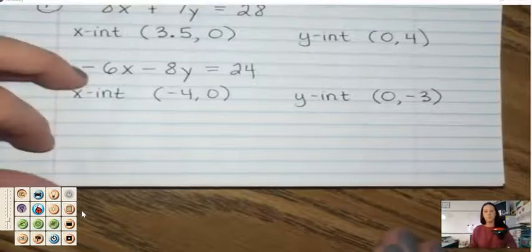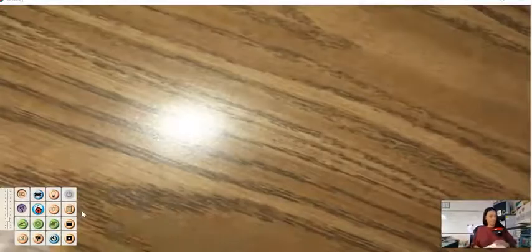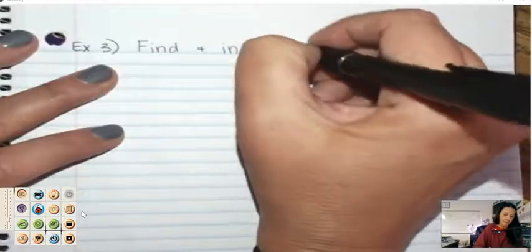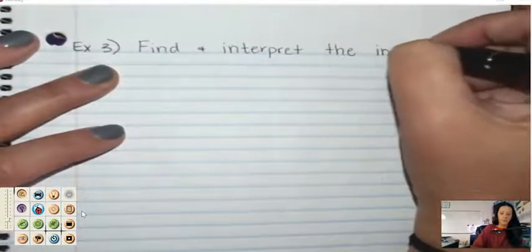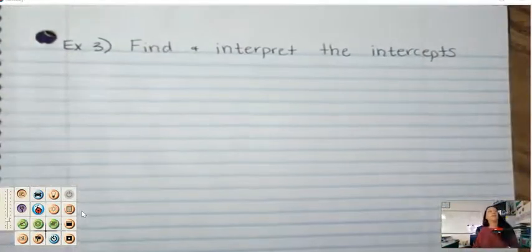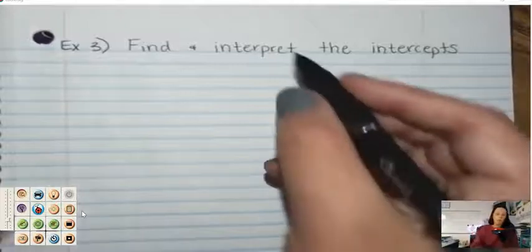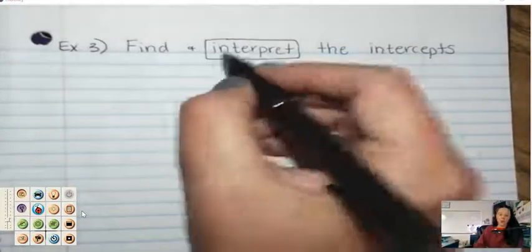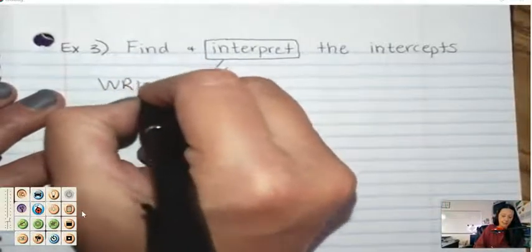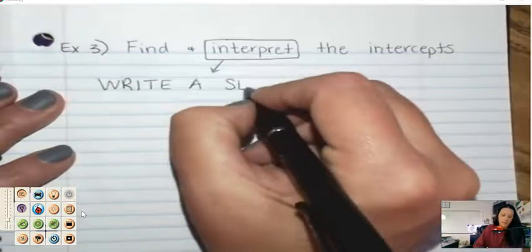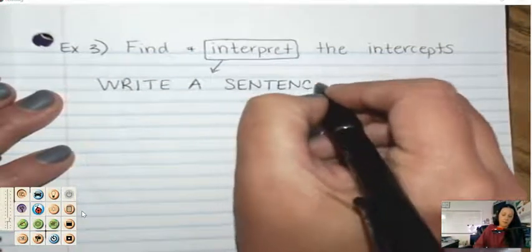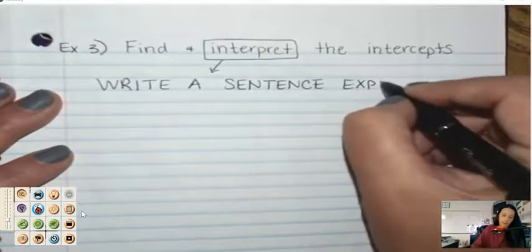Example 3. In example 3, it's going to ask you to find and interpret the intercepts. So you need to find the x-intercept and the y-intercept. You also need to interpret, and I need you to write this down. If you had me last year, you know what I mean. When it says interpret, this means I want you to write a sentence. Anytime it says interpret, you need to write me a full sentence explaining what it means.